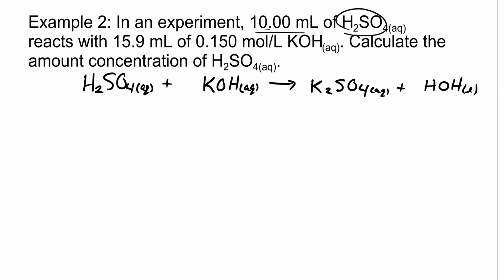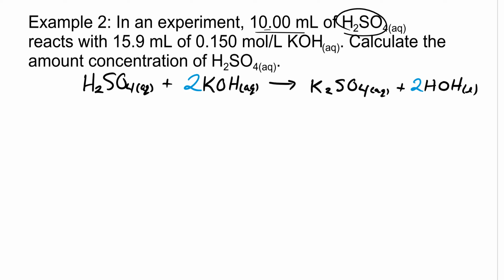Let's balance this. Looks like we have 2 potassiums, so we need 2 of those. And because we have 2 OHs, we need 2 OHs. We have 2 hydrogens at the front, 2 hydrogens at the front. Perfect. That's what I like to see.